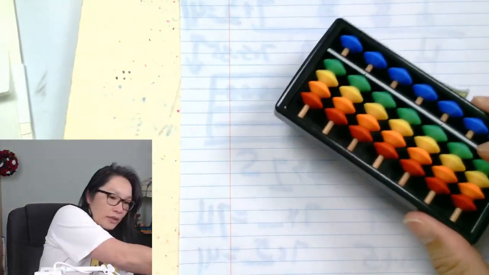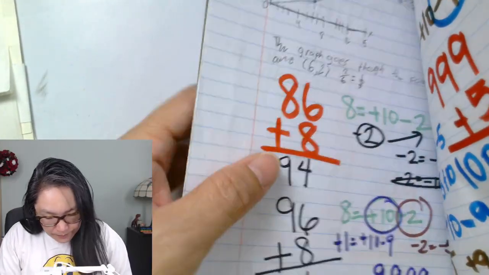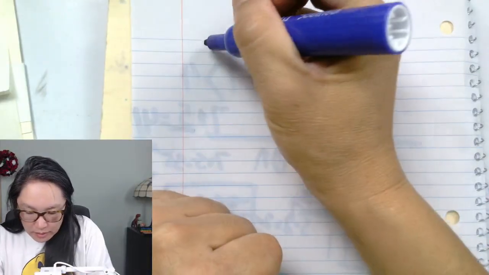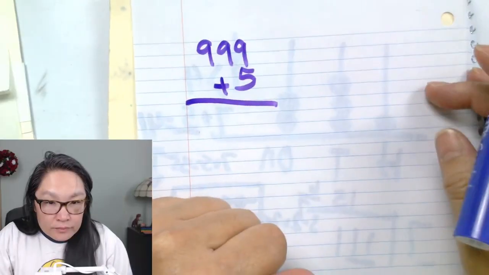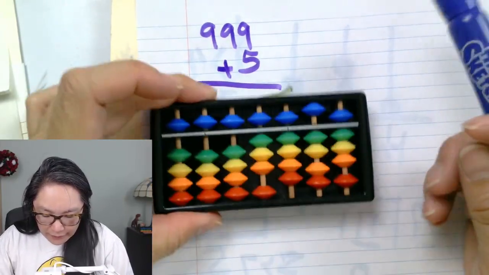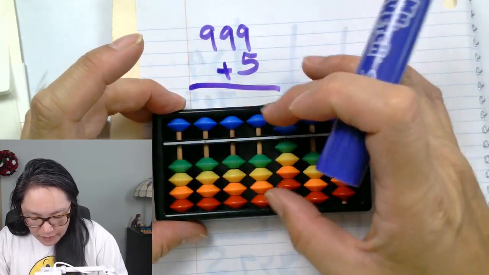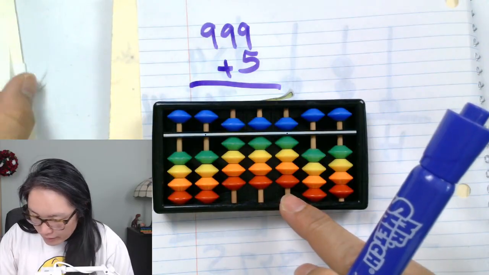So here's one that we had. Let's see if I can find it. It was interesting. It was a good number. Oh yeah, okay. So we had this number, right? 999 plus 5. So we've done this one before, right? Where we have 999, and we add the 5. When we add the 5, what are we going to do?